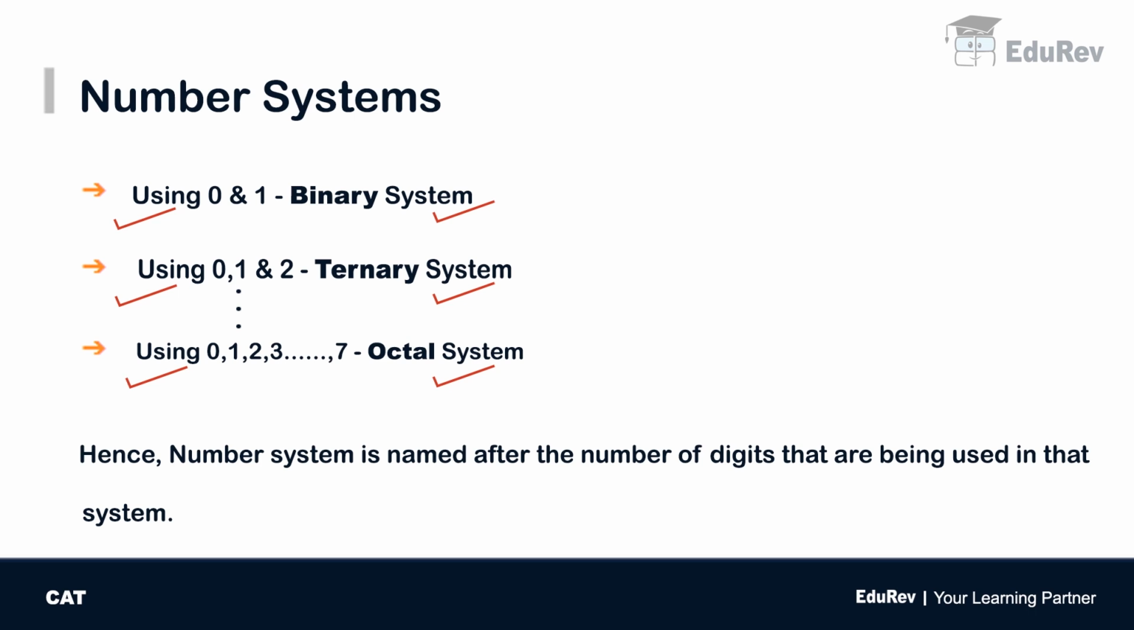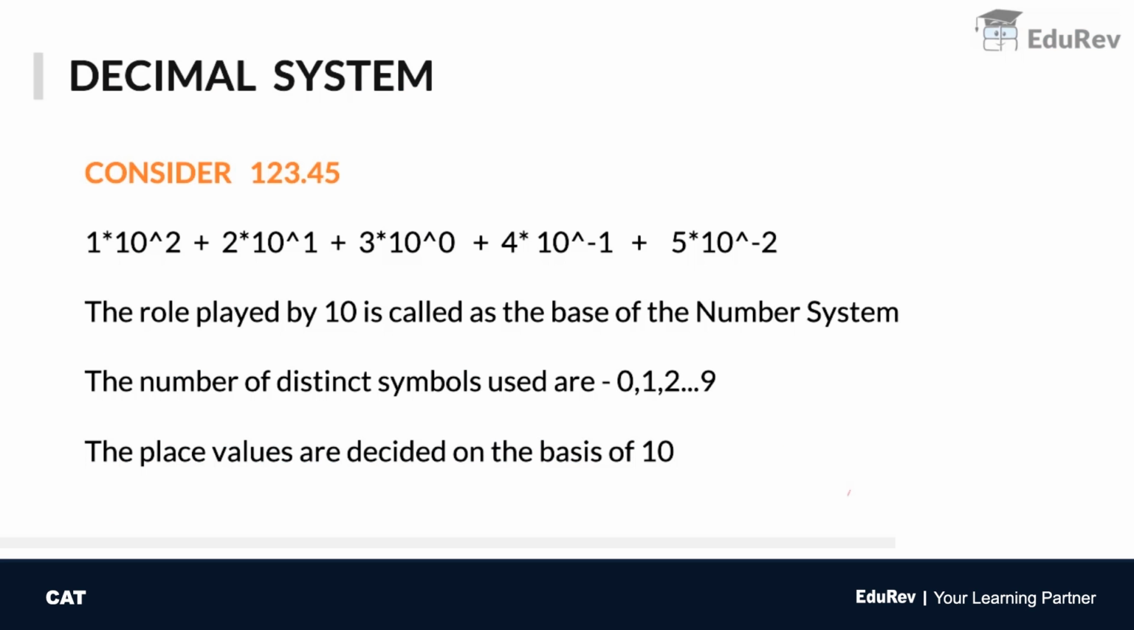Let's see one of the most commonly used systems across the world, which is the decimal system. As you might know, it is one of the most commonly accepted systems across the world. Now, the decimal system basically comprises 10 symbols or 10 digits. So it uses the symbols from 0 to 9. So we can identify only these 10 symbols in the decimal system.